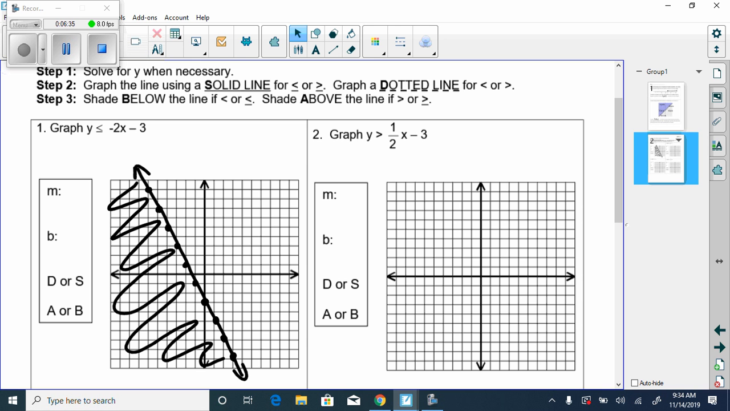Okay. And we already answered this information over here, right? You guys told me my slope was -2, and it started at the y-intercept of -3. Did we make our line dotted or solid? Solid, so we circled the S. And did we shade above or below? Good.